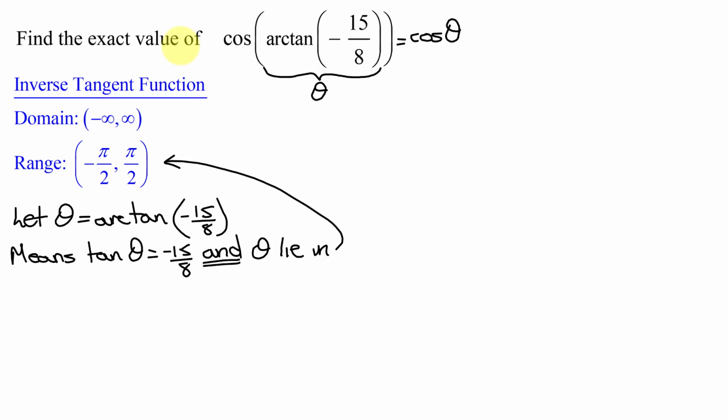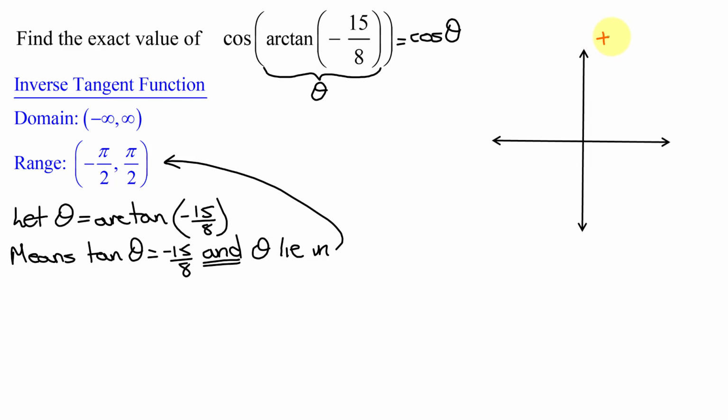Now, when I see the expression find the exact value, I know I can't use my calculator, and the first thing that comes to mind is the unit circle. But 15 and 8 aren't anywhere on my unit circle, so I know I'm going to have to draw theta in standard position. But in which quadrant am I going to draw theta? Remember, theta has to lie between -π/2 and π/2. So it has to either be in quadrant 1 or quadrant 4.